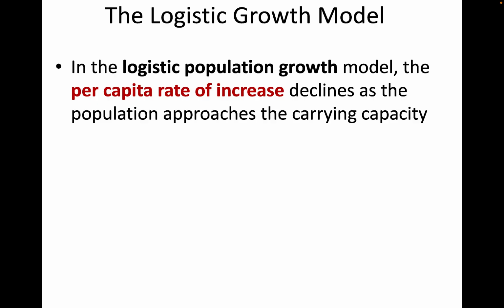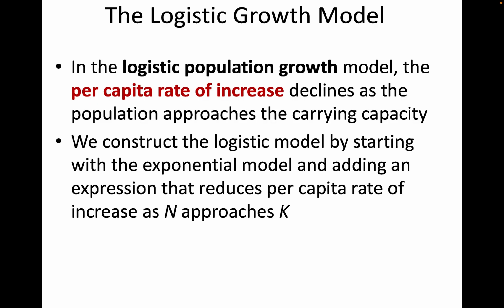And what happens in the logistic growth model is the per capita rate of increase declines. So this is the rate of increase per individual in the population that will decline as you get closer to the carrying capacity. And so we need a term in our equation that allows us to model that. So what we start with is the exponential model, and then we add an expression that's going to reduce the rate of growth as n approaches k. And we see that here.